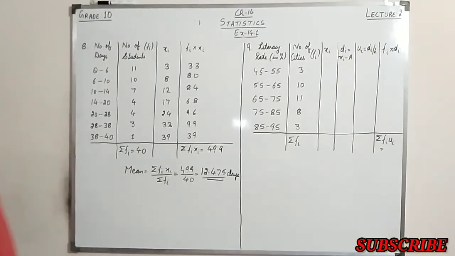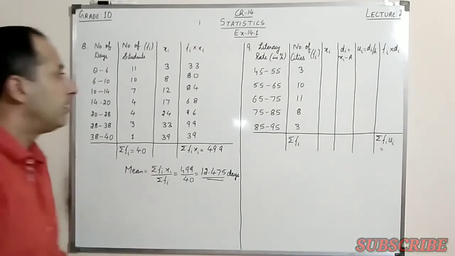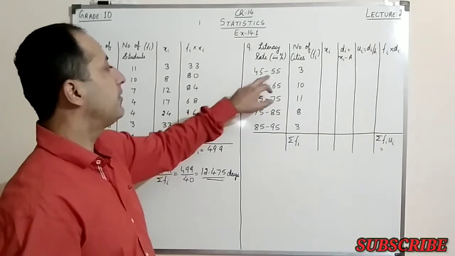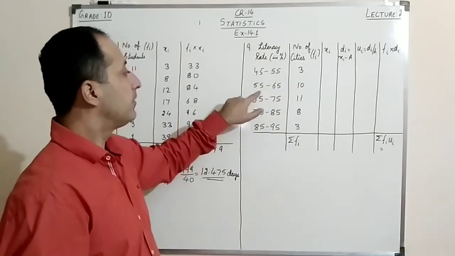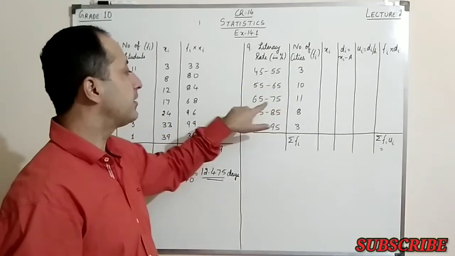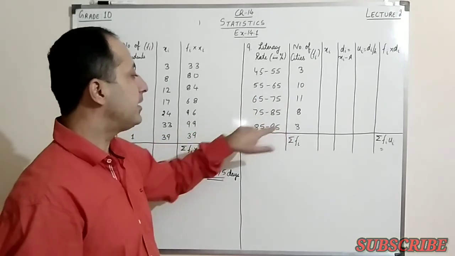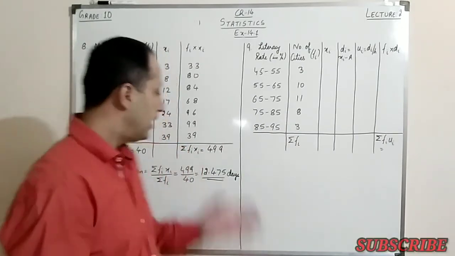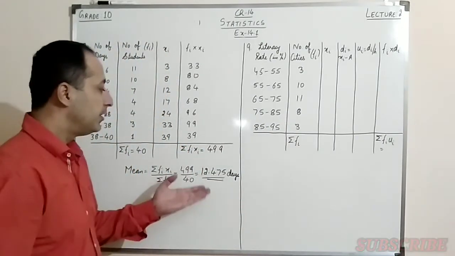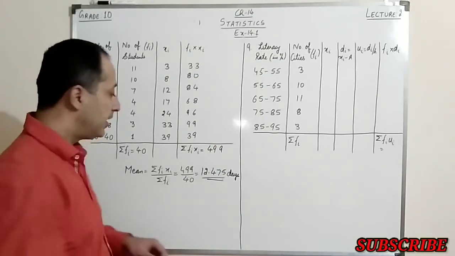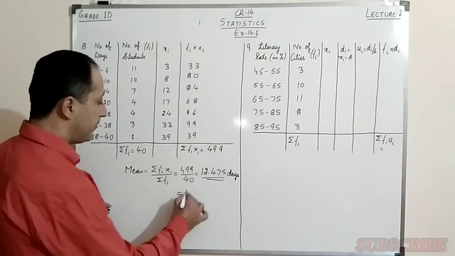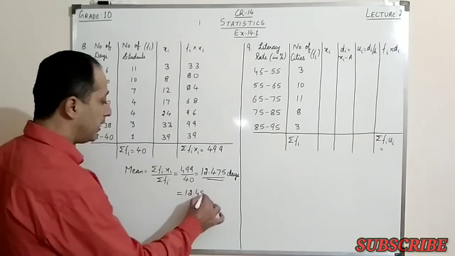Now in this question is given, we have a table which gives the literacy rate of 35 cities. We have to find the mean literacy rate. Now you see, the literacy rate is 45 to 55%, we have 3 cities. 55 to 65% in 10 cities. 65 to 75 we have in 11 cities. 75 to 85 in 8 cities, and 85 to 95 in 3 cities. Now one thing more, in the previous question we have 12.475 days, and we can round it off to write 12.48 days.